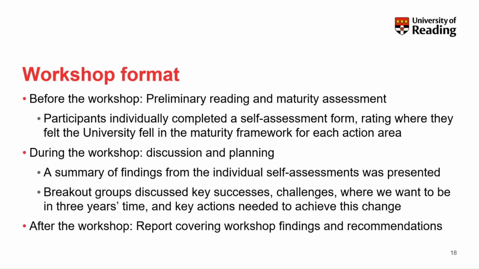There were 3 stages to this. Prior to the workshop taking place, all participants were asked to spend no more than a couple of hours doing some preliminary reading using the guidance provided in the OR4 toolkit and completing individually a self-assessment where they filled in where they thought Reading was in its maturity level for each of the action areas in the framework. During the workshop itself, which lasted a couple of hours, the participants were presented with a brief summary of the findings from across their individual self-assessments. Then we had a series of breakout groups looking at key successes, challenges, where we want to be in 3 years' time, and key actions needed to achieve that change. Following the workshop, the findings are written up into a report, including key recommendations that will be discussed with the key working groups involved.